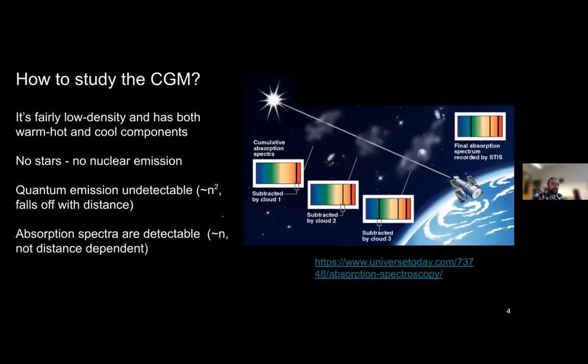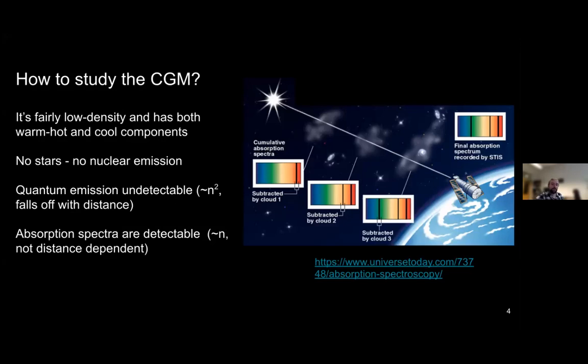So how do you actually study it? This is the trick: it's difficult to study the CGM, because when you look at a galaxy, you can just look at the stars, get their colors and velocities, and get a lot of information from that. But the CGM is really low density. We're looking at this big cloud around this galaxy here, for example, but it's so low density that you won't be able to see much emission, or emission maps, except for very, very close galaxies.